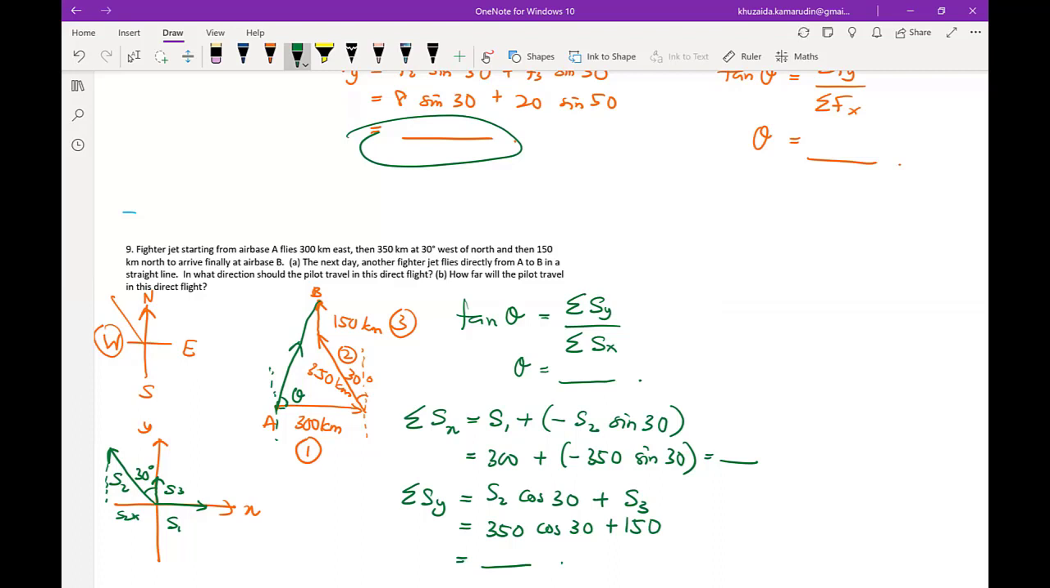Okay, alright. So the next question, how far will the pilot travel in this direct flight? So yang ni diminta magnitude. So bila nak cari magnitude, macam biasa we can use equation S equals square root of summation of Sx square plus summation of Sy square. So masukkan nilai, so final answer akan dapat dalam kilometer since we are using kilometer. Kita tak tukar pun tadi. Alright. So, itu sahaja untuk selected question tutorial chapter 1. Thank you.